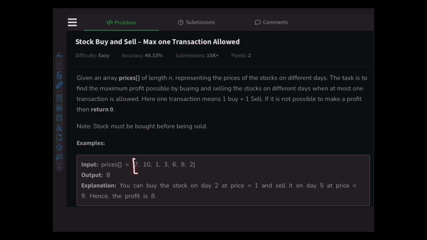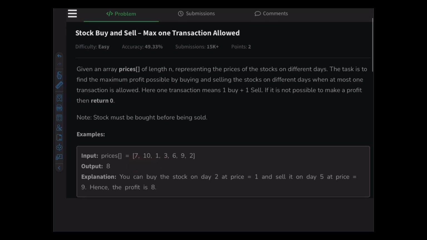So, an array of prices is given to you, which tells you the prices of the stock on different days. So, on the 0th day, the price of the stock is 7. On the first day, it's 10. On the second day, it's 1. On the third day, it's 3, and so on. And you have to generate the maximum profit while only one transaction is allowed for you.